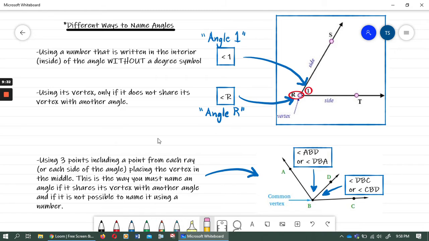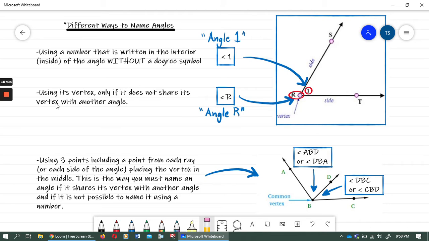Another way you can name an angle is you can use its vertex. You can use just the name of its vertex. And remember guys, that the vertex of an angle is that point where the two rays meet. Remember, an angle is formed by two rays that have a common endpoint. So the vertex is that common endpoint for those two rays, or for those two sides of an angle.